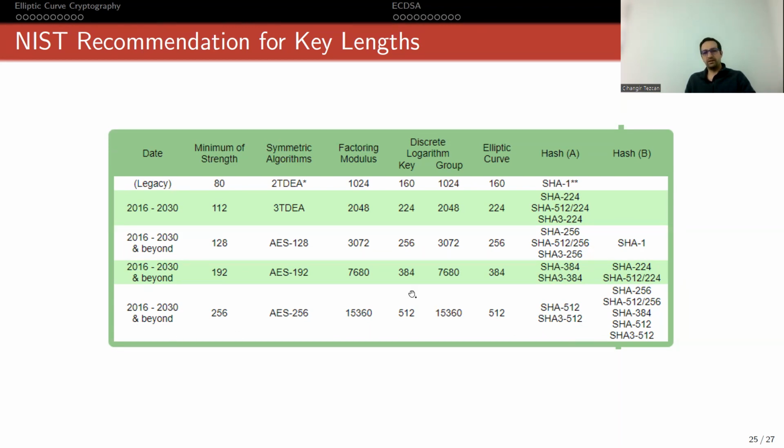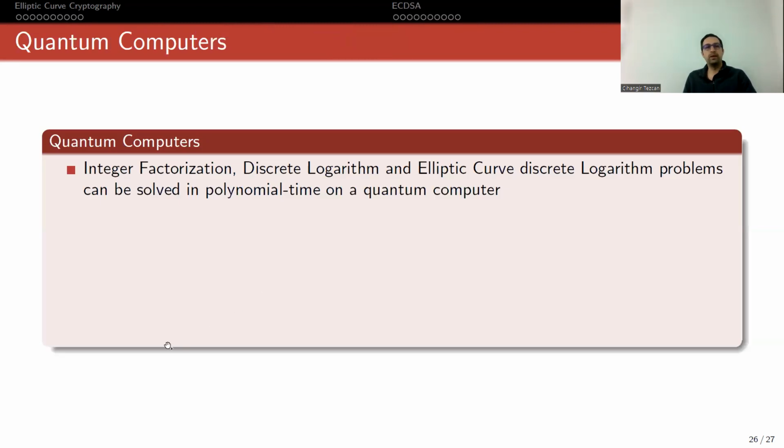So this is what we suggest for military-grade security, and this is what we suggest for personal use. So this is the minimum you should have. So let's talk about quantum computers.